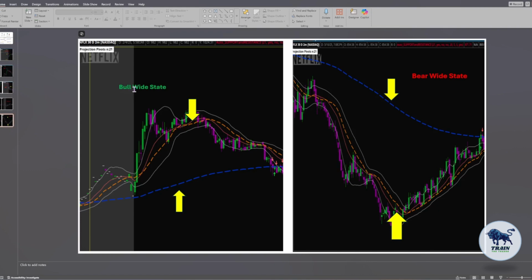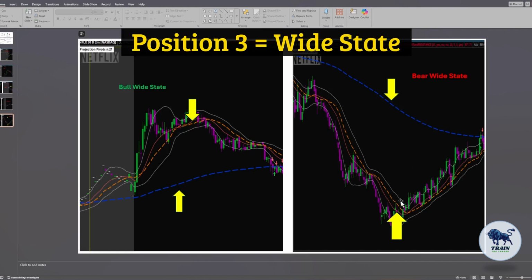So we have a bull wide state because our 20 is above the 200, but they're fairly separated. There's a big space in between. All right, very opposite: a bear wide state. The 20 is below the 200, and there's a huge space in between the two. When we get to our wide states, ladies and gentlemen, this is position three.